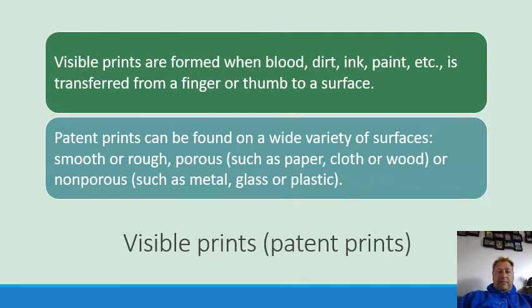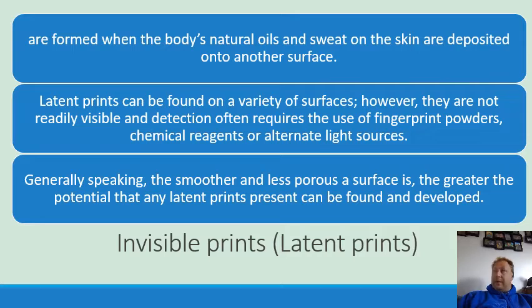And then probably the ones we know more about are the invisible prints, the latent prints, and that's because we've got naturally oily hands, and everything we touch, we put them on. As it says at the bottom, generally speaking, the smoother and less porous, look it up if you don't know what it means, the greater the potential for prints to be found, and that's true. But we have been finding them on loads of things like clothes now. That's how advanced some of the technology is getting.